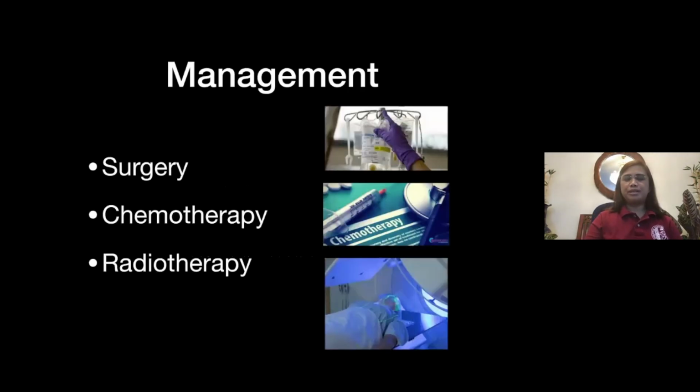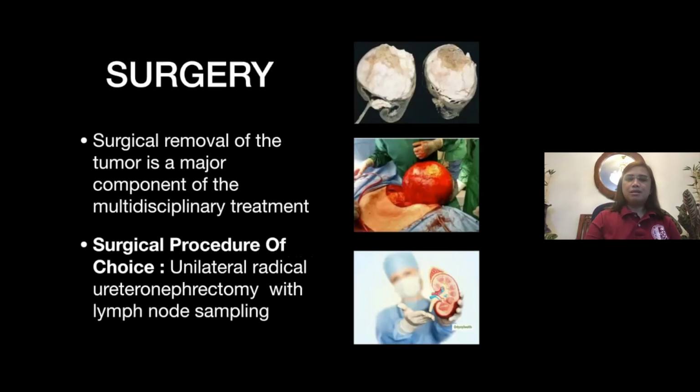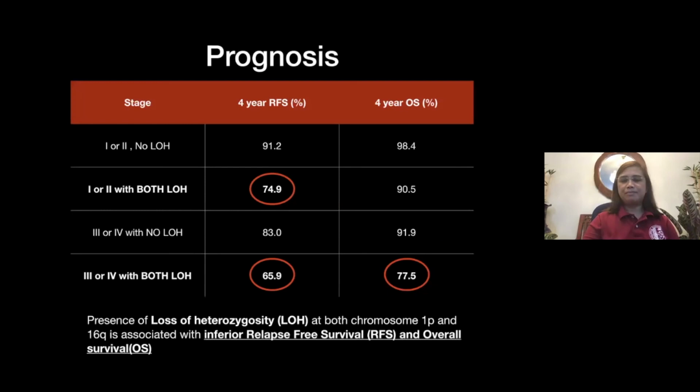For the management of Wilms tumors, like any other tumors, first is surgery for the diagnosis, then chemotherapy, and radiotherapy. For the surgery, surgical removal of the tumor is a major component of the multidisciplinary treatment. The surgical procedure of choice is unilateral radical ureteronephrectomy with lymph node sampling.